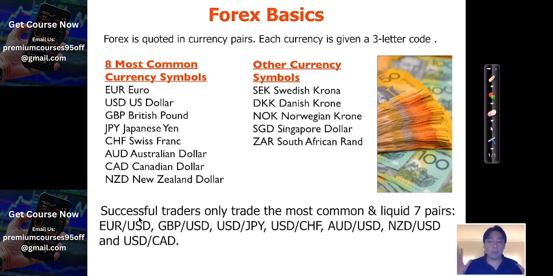So what are the 7 most common pairs? You've got the Euro USD, or you call it the Euro dollar. We've got the pound dollar. We've got the dollar yen, which is US dollar versus Japanese yen. Dollar franc. We have the Aussie dollar, New Zealand dollar, and the dollar CAD. Okay, so these are the 7 most common.